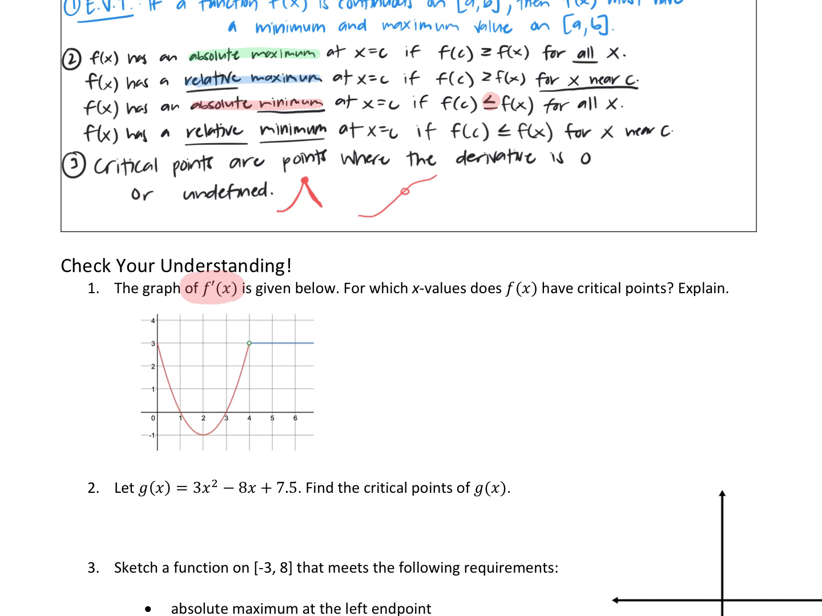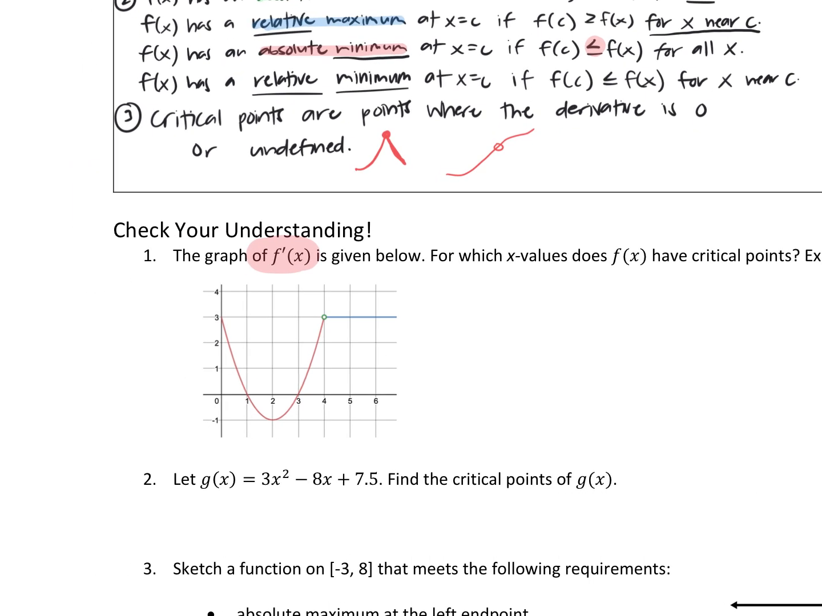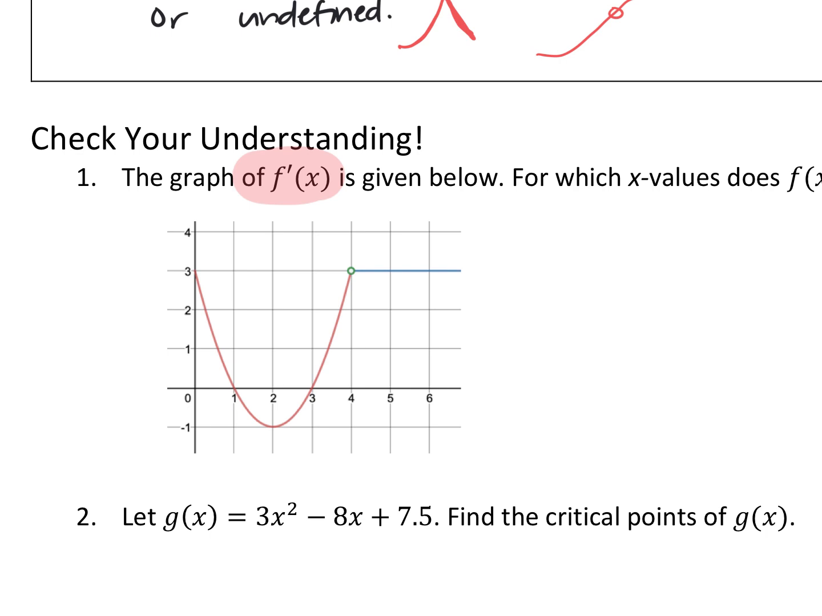So think, when do I have critical points? I have critical points when the derivative is 0 or undefined, right? So when is my derivative equal to 0 on this graph? This is my graph of the derivative. So where is it equal to 0? 1 and 3. This is 0 at x equals 1 and x equals 3. Okay, so at x equals 1 and 3, I'm going to write a little note here. This is when our derivative is equal to 0.